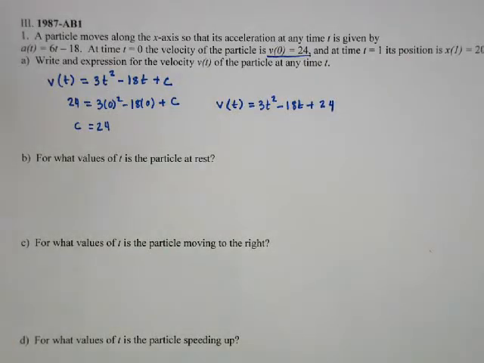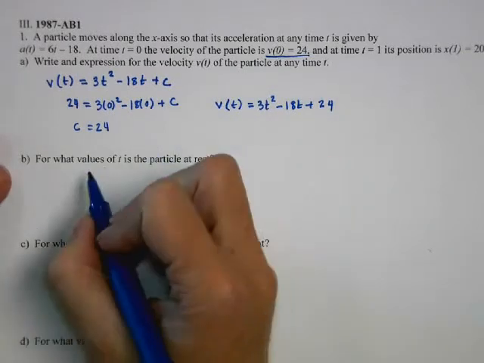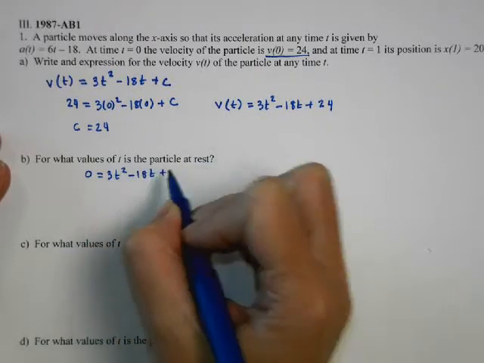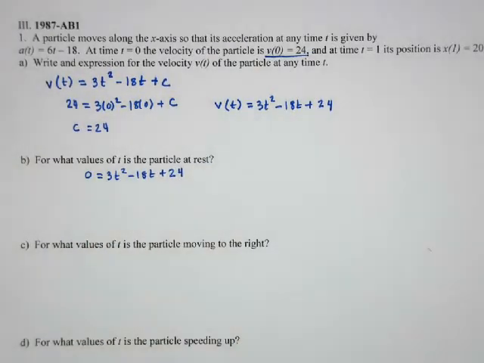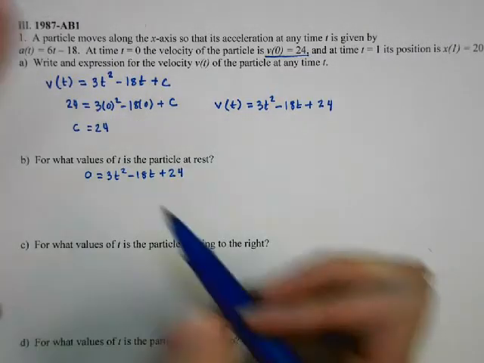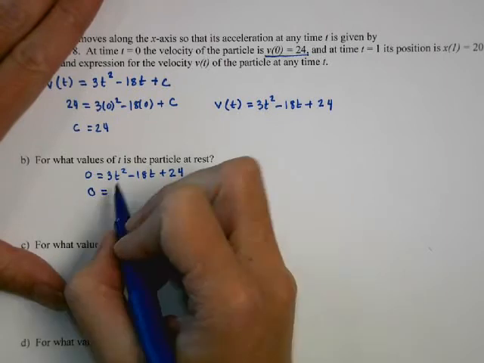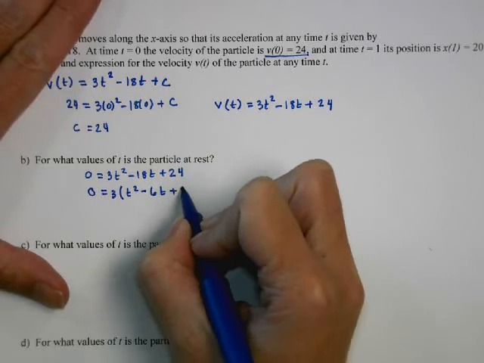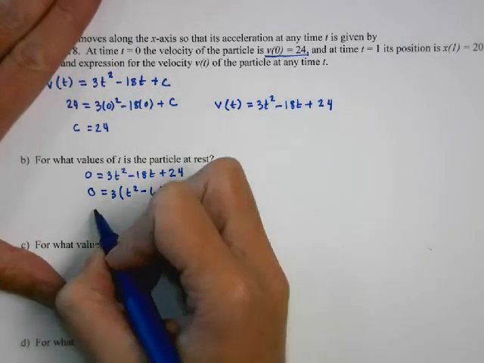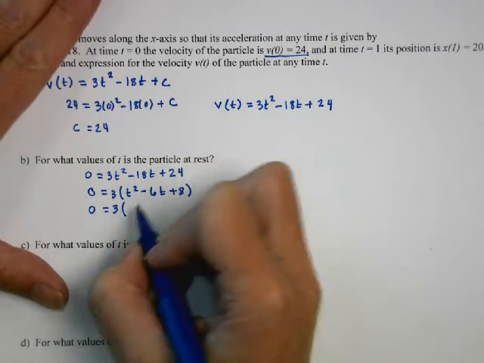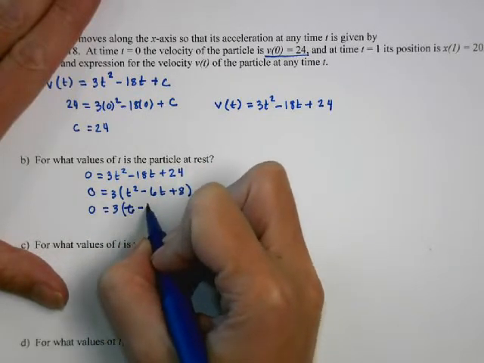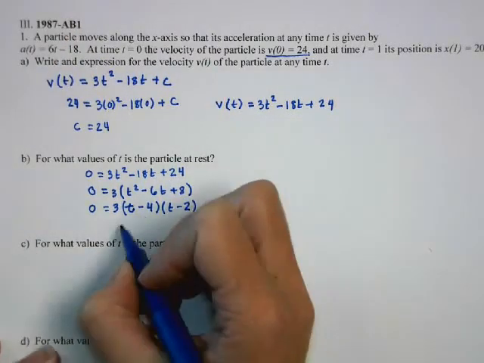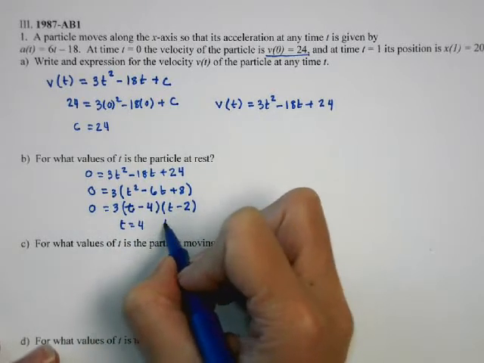For what values of t is the particle at rest? Which means we're going to set this equal to 0. This would have been a non-calculator question, which means we need to solve this analytically, meaning factoring. So first I'm going to factor out a 3, which leaves me with a good old trinomial to factor. So this is going to be t minus 4 and t minus 2, which means the times that we are at rest are t equals 4 and t equals 2.